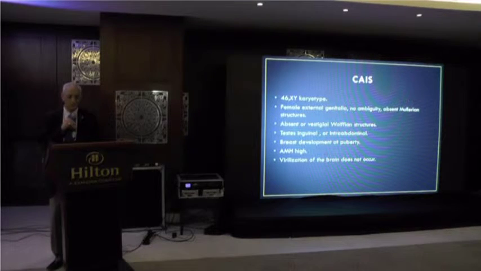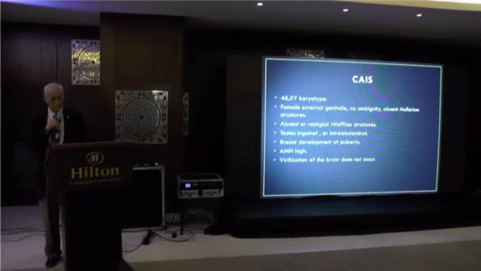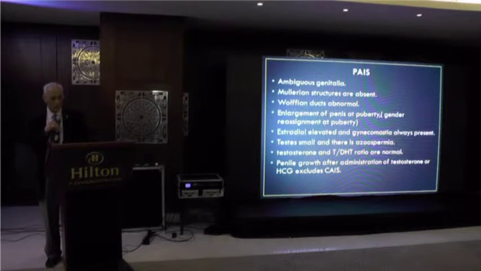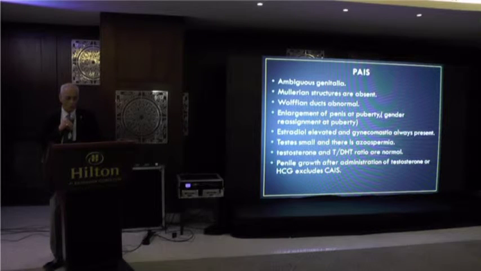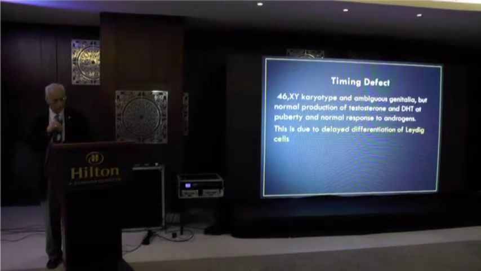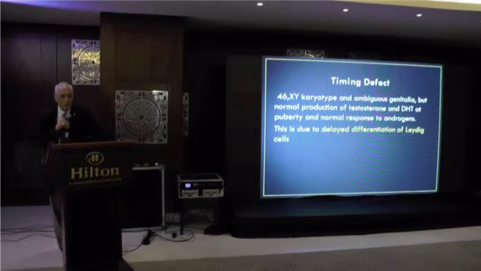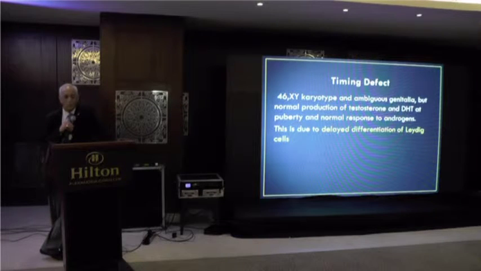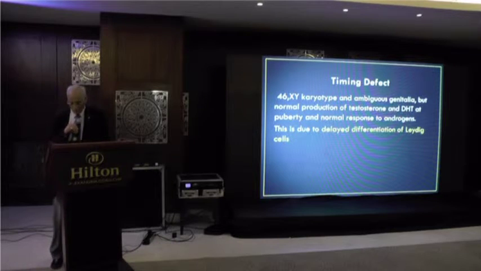Complete androgen insensitivity, as you know, is 46XY, female external genitalia, so there is no ambiguity. Absent Mullerian structures, absent or vestigial Wolffian structures, testes inguinal or intra-abdominal, breast is developed at puberty, and virilization at birth does not occur. Partial insensitivity, in this case, also in adulthood, there may be change in the picture with benign growth later on. Timing defect means 46XY karyotype with ambiguous genitalia, but normal production of testosterone and dihydrotestosterone at puberty, and normal response to androgen at puberty. This is due to delayed differentiation of Leydig cells.